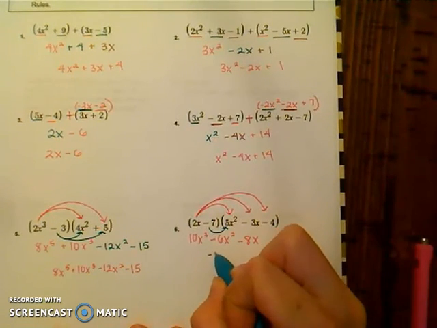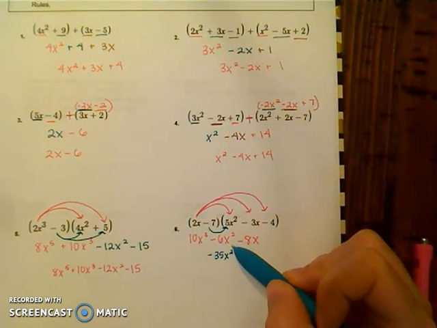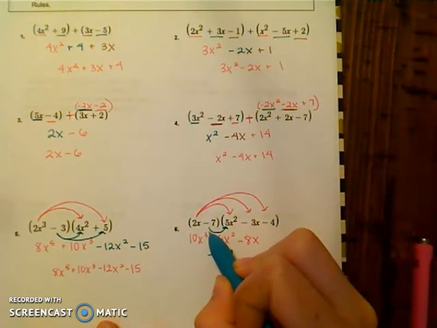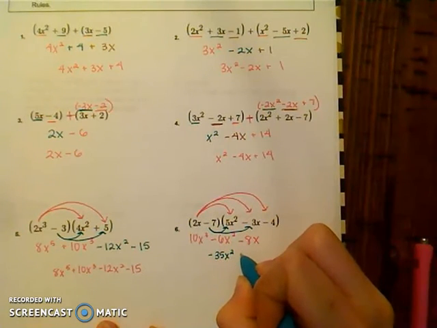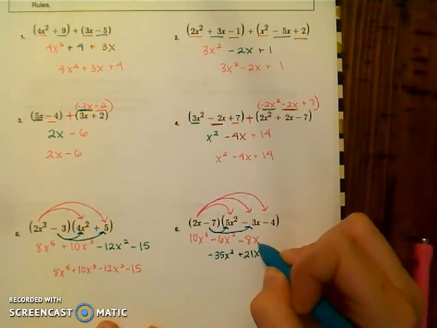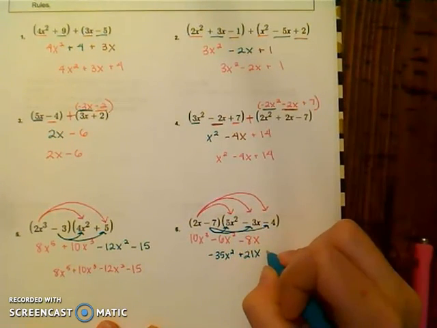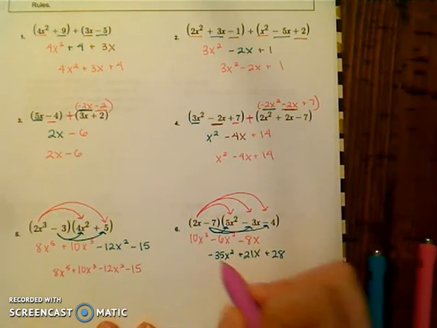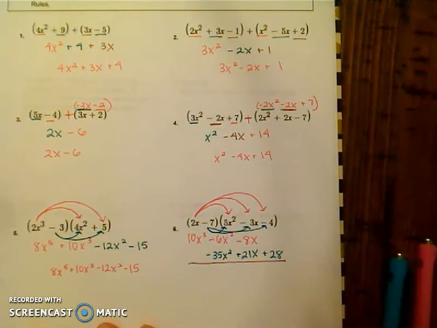And guys, I'm going to line that x squared term up right under the other x squared term because I'm going to combine them here in just a minute. -7 times -3x is going to give me positive 21x. And once again, I'm going to line that x term right underneath that other x term. -7 times -4 is going to give me positive 28. And then for my last step, guys, I'm just going to combine my like terms. I'm going to add them together and make sure it's in standard form.